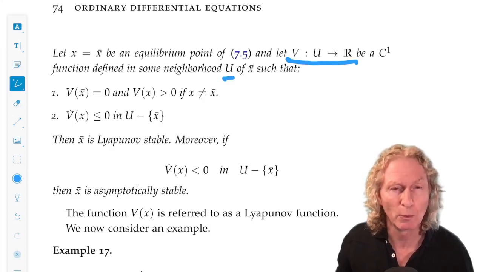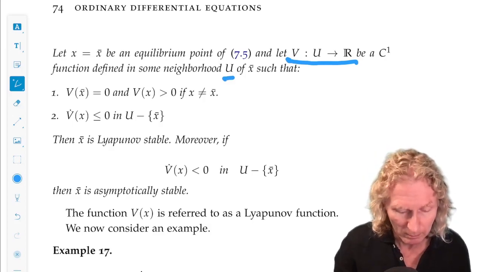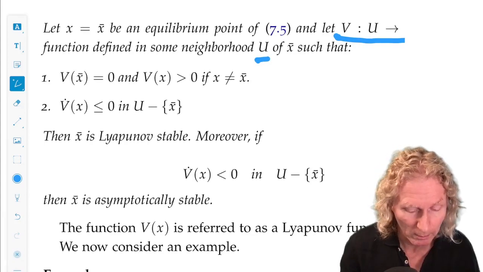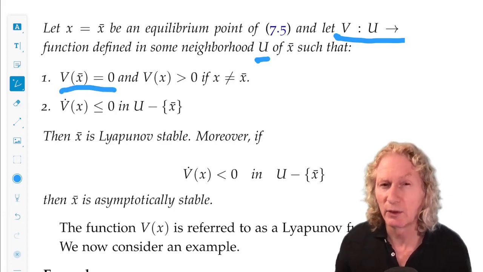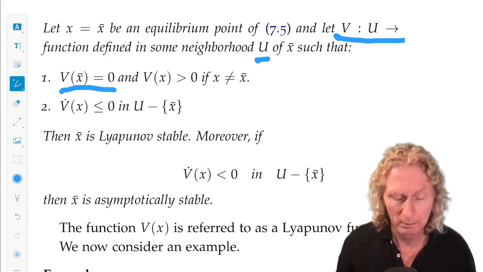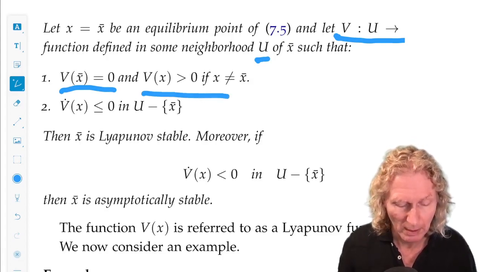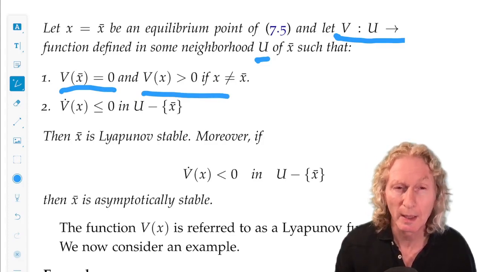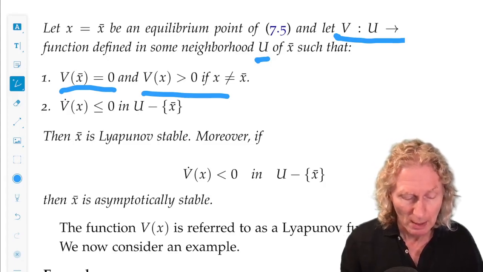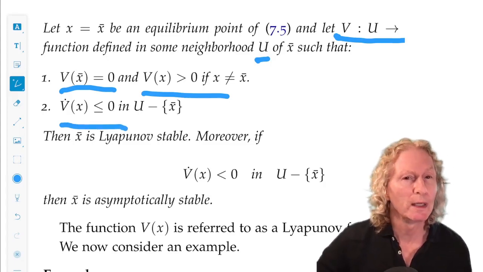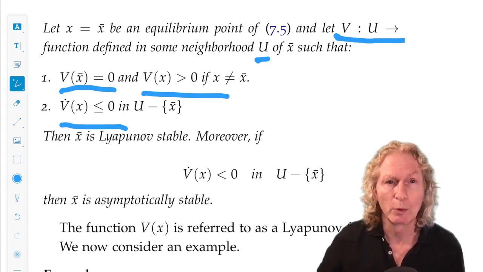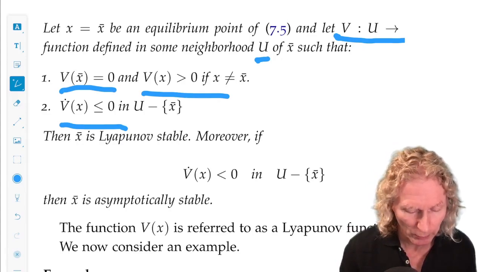It needs to be at least C^1. We have to compute its gradient. And it has these properties. It vanishes at the equilibrium point, and it's strictly positive away from the equilibrium point. And its time derivative along trajectories, sometimes people call that the orbital derivative, is less than or equal to 0 in that neighborhood of the equilibrium point, excluding the equilibrium point. Now, the less than or equal to is important to focus on.